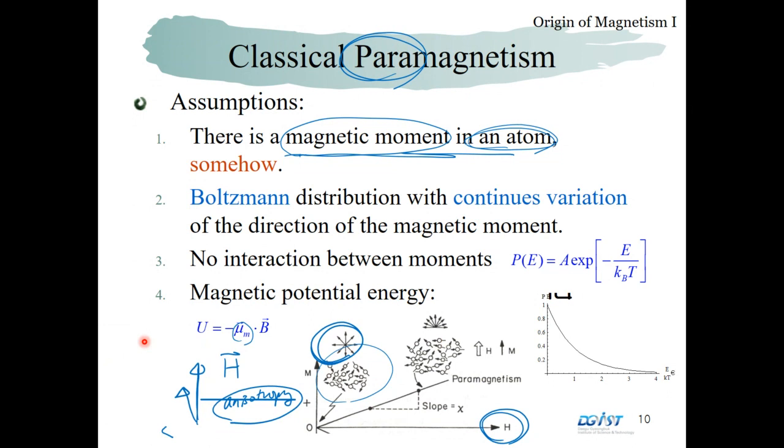Okay, then you can think about it. If we apply a small field, then all magnetic moments prefer to align to the field direction. But as we already explained, nature also prefers randomness. That's called entropy. So we have to think about that part.